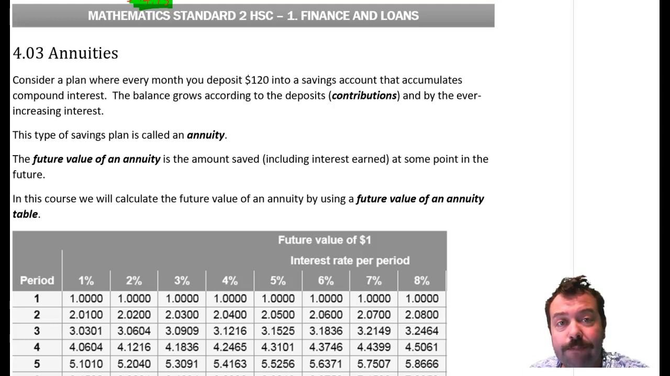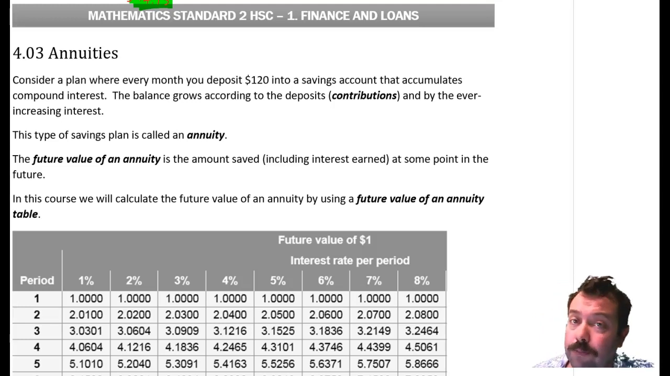With an annuity, we put some money in at the beginning and we keep putting in the same amount, we keep making the same contribution every period until we arrive at some stage in the future with some future value. So the big difference between compound interest and an annuity is that with an annuity we make regular contributions. We keep putting more money into that account. It doesn't just grow by the interest calculations, it also grows through contributions.